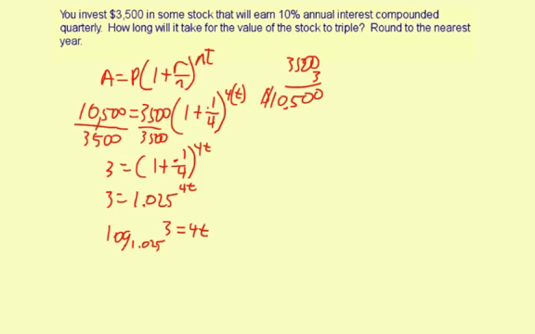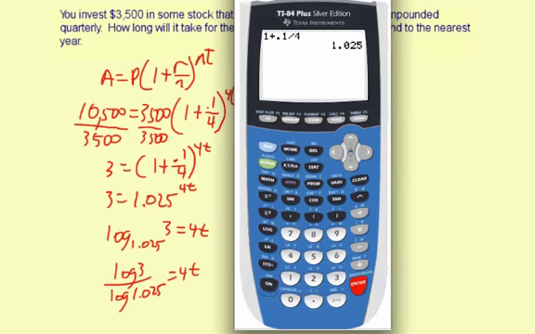So now I'm going to do this on a calculator using the change of base formula. So it's going to be log of 3 divided by the log of 1.025 equals 4t. So I'm going to divide this out on the calculator and then divide by 4 to solve for t. So let's see, log of 3 divided by the log of 1.025, enter.